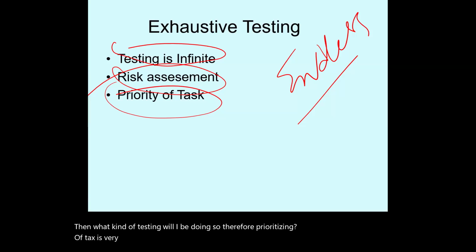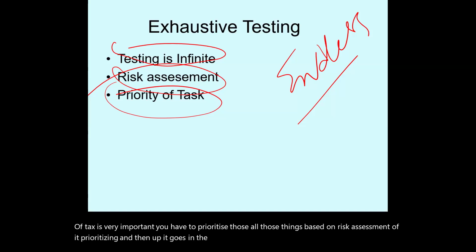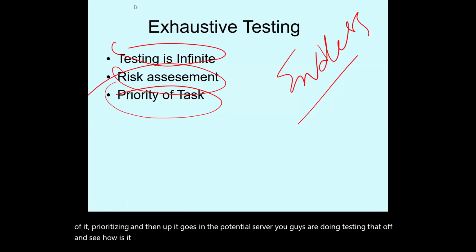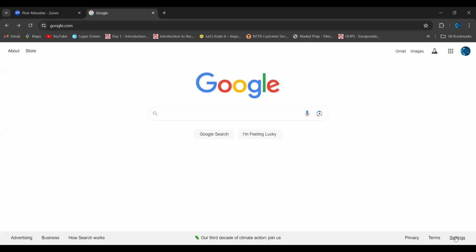You have to prioritize all those things based on risk assessment, and then up it goes, hit the production server. You start testing and see what is in there: your terms and conditions, privacy policy, settings, and all those things. You don't know how users are going to behave on this. But you do the risk assessment, then you prioritize it. This is the higher priority in this application. Then you hit your production server because you have time constraints.